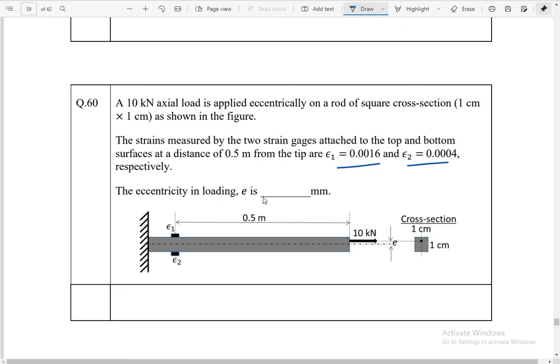The eccentricity in loading e is asked. So we have to find this formula. What is the eccentricity in loading once we apply the 10 kilonewton axial load?